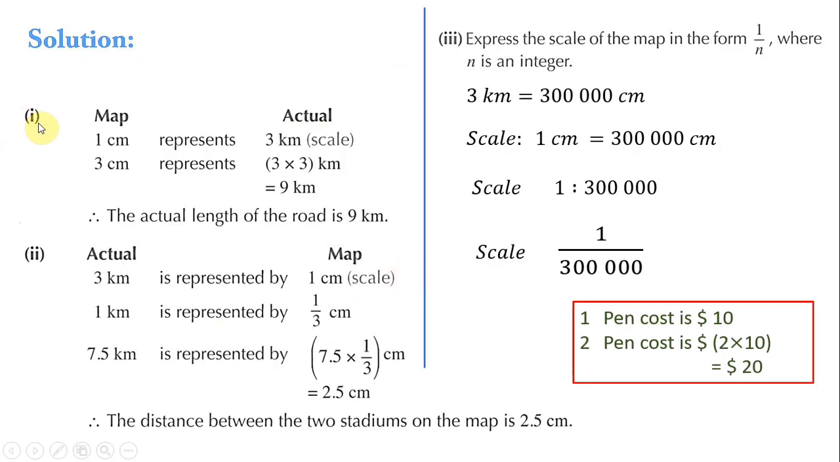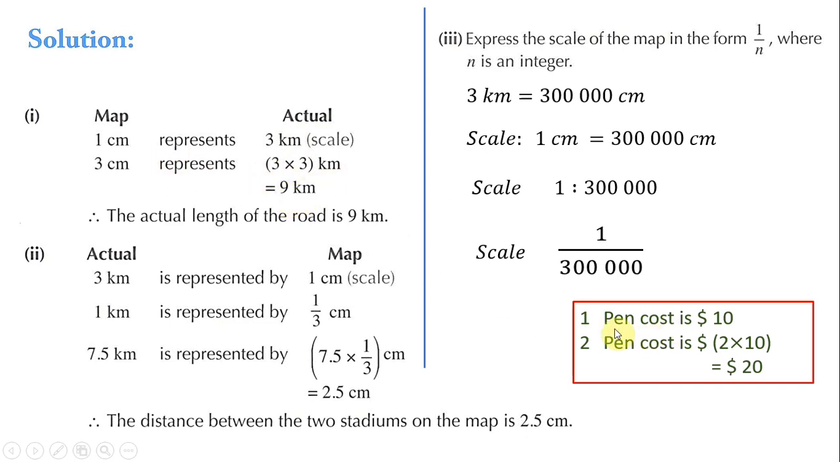In the first part, we have to find the actual distance, so write actual on the right hand side. 1 centimeter represents 3 km. Unit centimeter represents 3 km on actual. Unit means 1. So 3 centimeter represents 3 multiplied by 3, that is equal to 9 km. This is the distance of 1 centimeter and the distance of 3 centimeter will be 9.